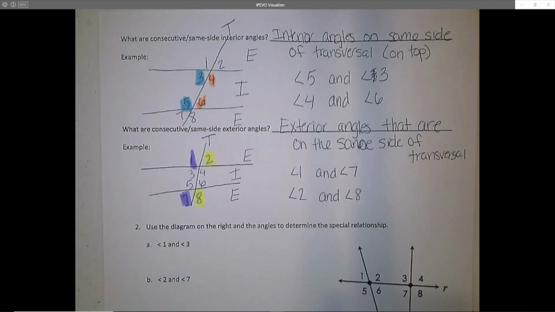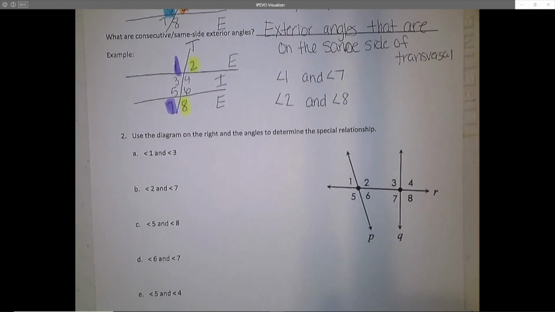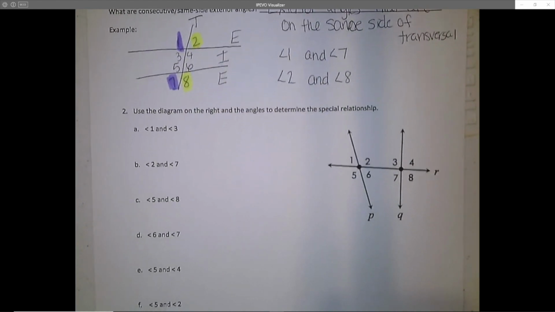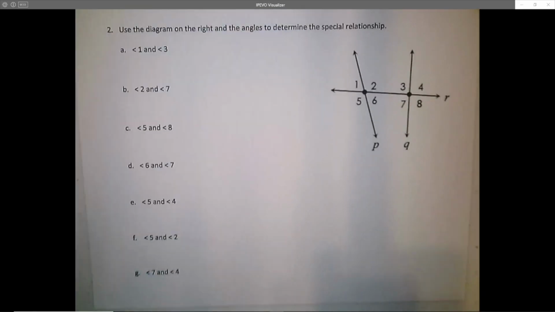Okay, those are all the special angles. Now what we're going to do is take some pictures and see, can we name the special relationships? And that's what our focus is here when we get into class as well. Given this picture, can we name the relationships? A lot of times you want to circle the relationship, and then when you think about it and move on, you erase that relationship.